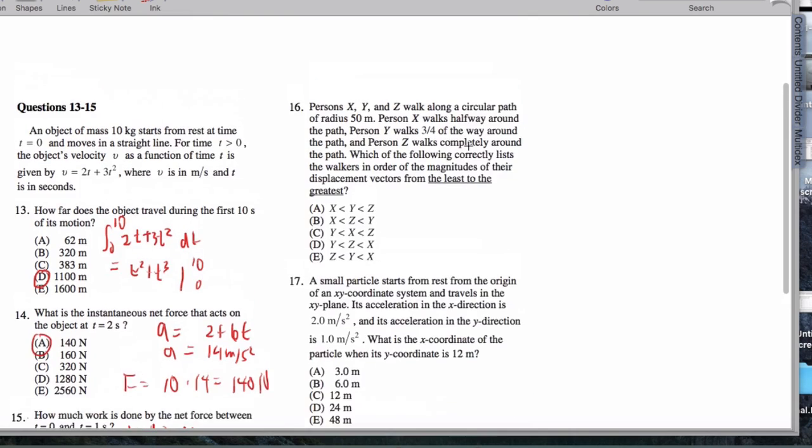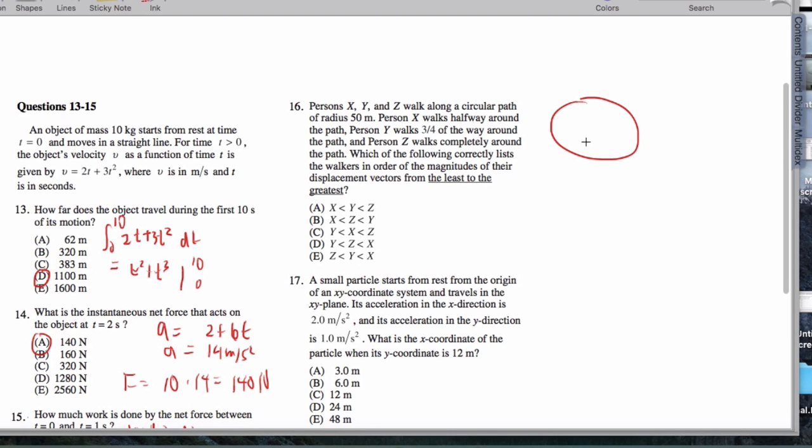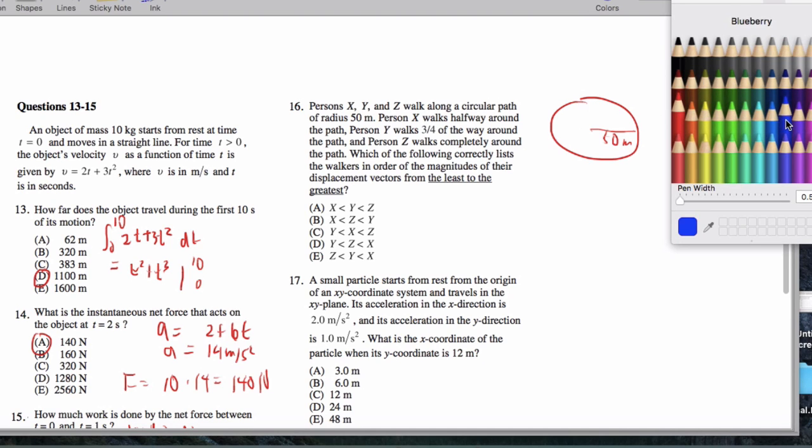Pretty cool. All right. We're walking along a circular path in number 16. We've got a 50-meter radius. One person, let's call him or her X, goes halfway around the path. So they go from here to here. And then person Y, what do they do? Oh my goodness. They go 3/4 of the way around the path.